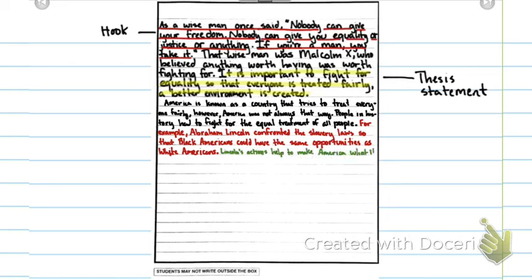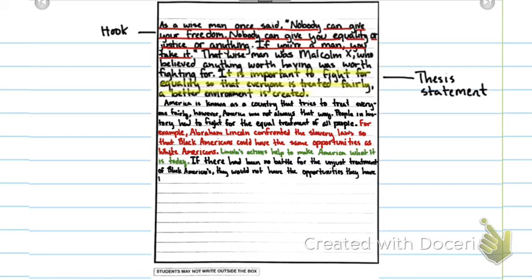So my topic sentence says, America is known as a country that tries to treat everyone fairly. However, America was not always that way. People in history had to fight for the equal treatment of all people. For example, Abraham Lincoln confronted the slavery law so that Black Americans could have the same opportunities as white Americans. Lincoln's actions helped to make America what it is today. If there had been no battle for the unjust treatment of Black Americans, they would not have the opportunity they have today.